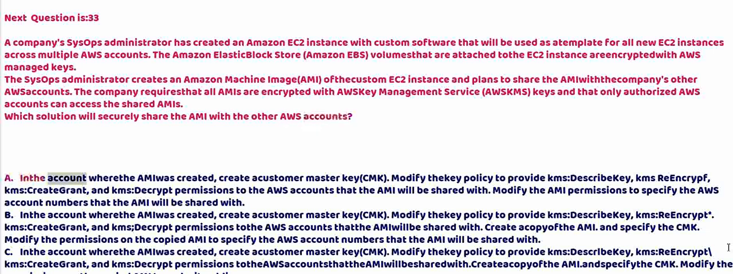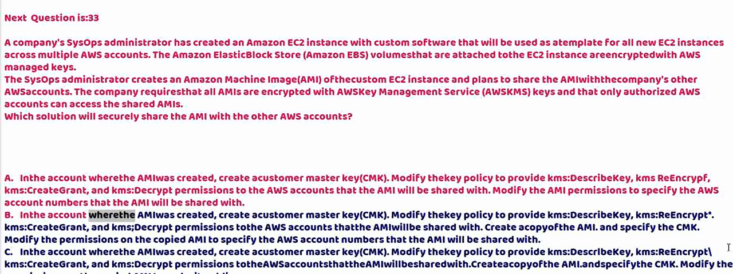A. In the account where the AMI was created, create a customer master key, CMK. Modify the key policy to provide KMS DescribeKey, KMS ReEncrypt, KMS CreateGrant, and KMS Decrypt permissions to the AWS accounts that the AMI will be shared with. Modify the AMI permissions to specify the AWS account numbers that the AMI will be shared with.